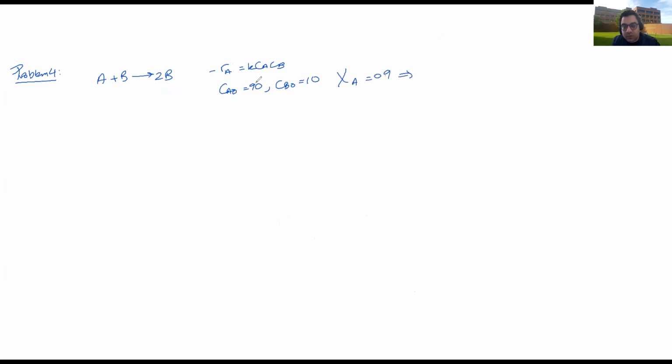So if 90% of this reacts and I only have 10% left, CAF will be 9, right? It's 1 minus XA, 0.1, multiplied by this. So I have 9 moles of A left. Again, same idea. Now I want to have a look at which system is going to perform better, using my chart of minus 1 over RA versus CA.